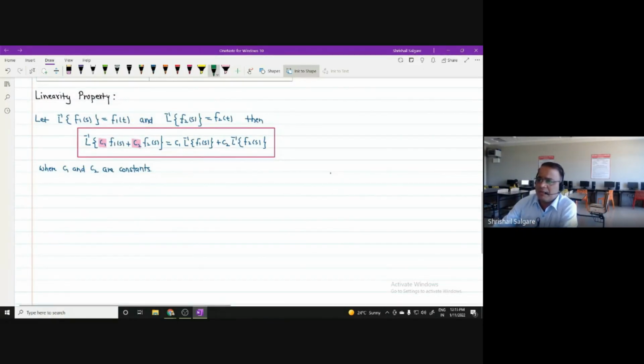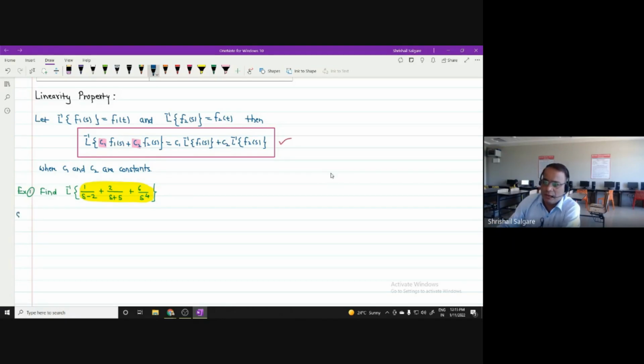Suppose for example, I will use a green color to write the statement. Example 1. Find the inverse Laplace transform of 1 upon s minus 2 plus 2 upon s plus 5 plus 6 upon s raised to 4. Means this is given as a linear combination of functions of s, and by applying the linearity result, you have to find the inverse Laplace.